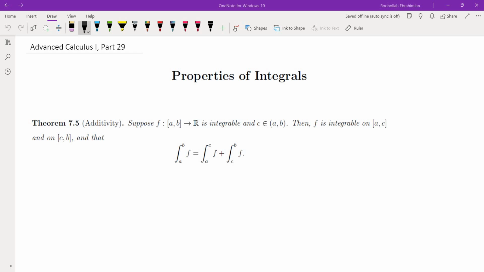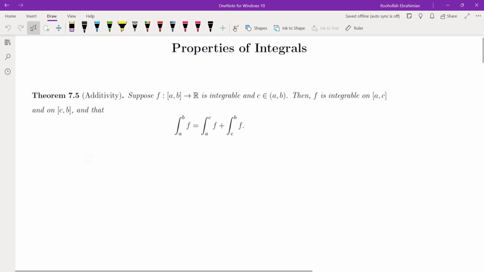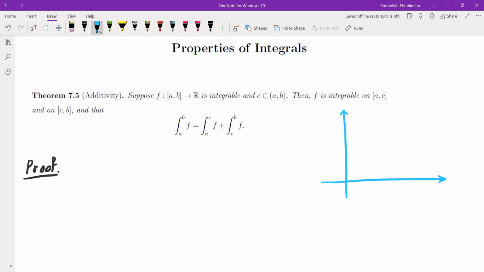Okay, so the first theorem that we're going to prove is called additivity. So let me first draw a diagram for this and tell you what that means, and then we will go over the proof of the theorem. So if you look at the graph of a function from a to b and assume that this function is integrable, the integral of f from a to b gives you the area underneath the graph of this function, if this is y equals f of x.